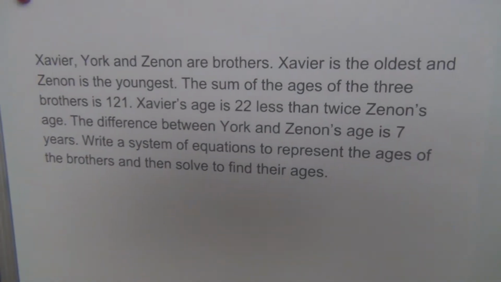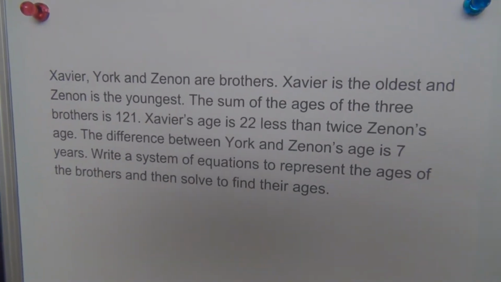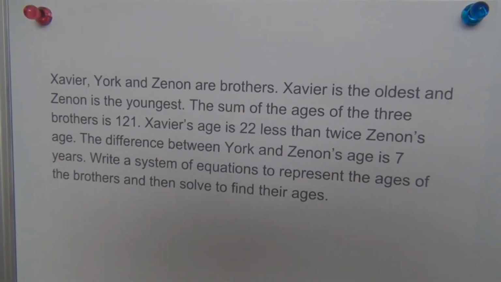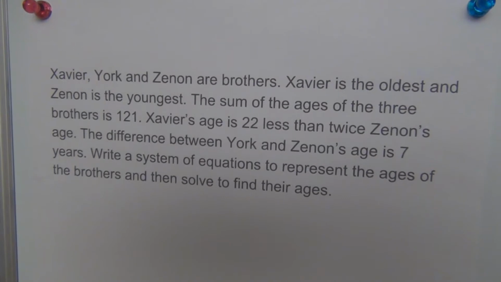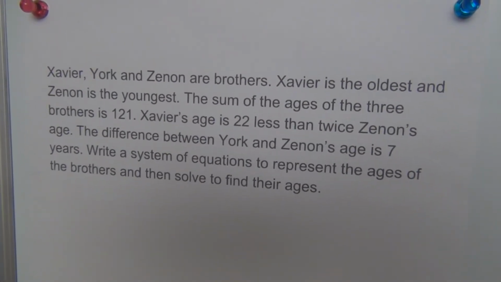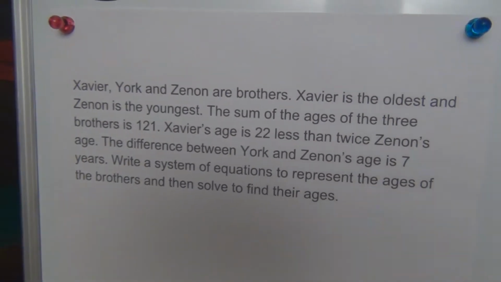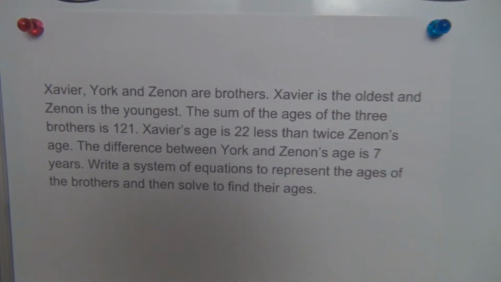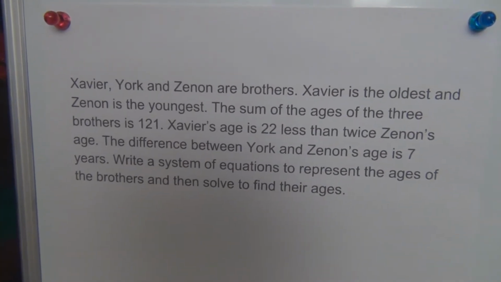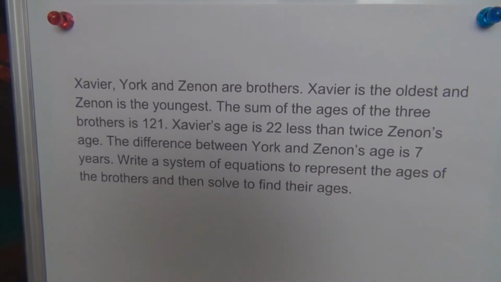So we're given this scenario where Xavier, York, and Zenon are brothers. Xavier is the oldest and Zenon is the youngest. The sum of the ages of the three brothers is 121. Xavier's age is 22 less than twice Zenon's age. The difference between York and Zenon's age is 7. Write a system of equations to represent the ages of the brothers and then solve to find their ages.